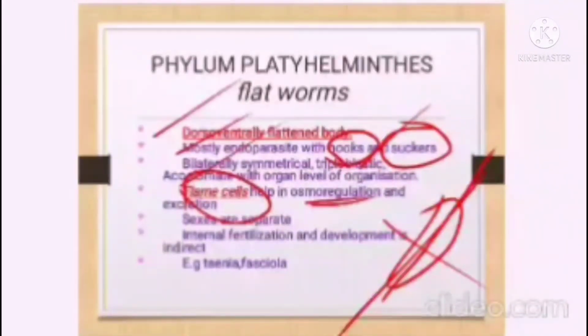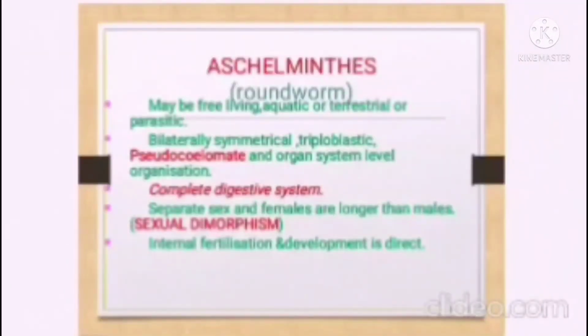Okay. Sexes are separate. Male is different from that of the female. Fertilization is internal inside the body of the female, and development is indirect. Again, indirect, I told you, somewhat the younger ones are not resembling the parent. Aschelminthes is the next phylum.